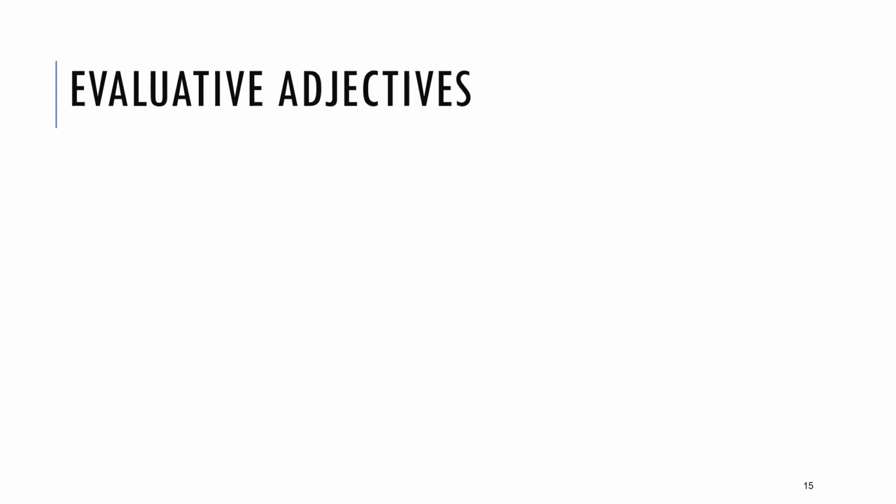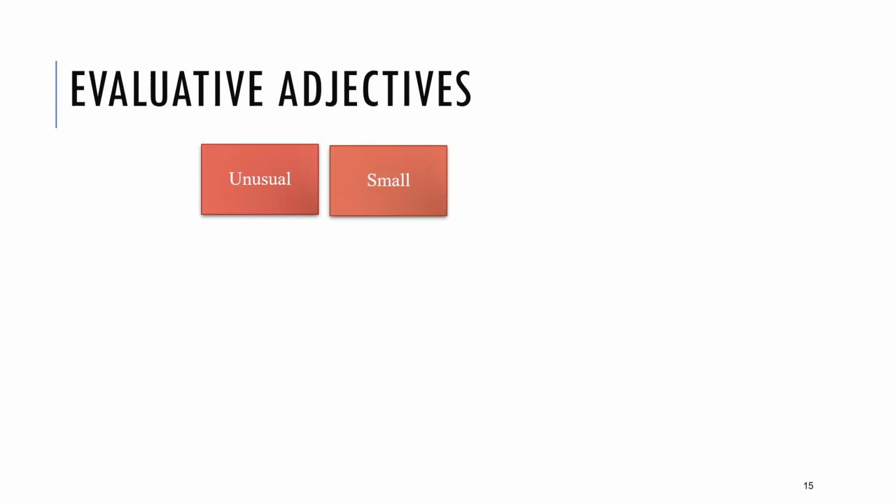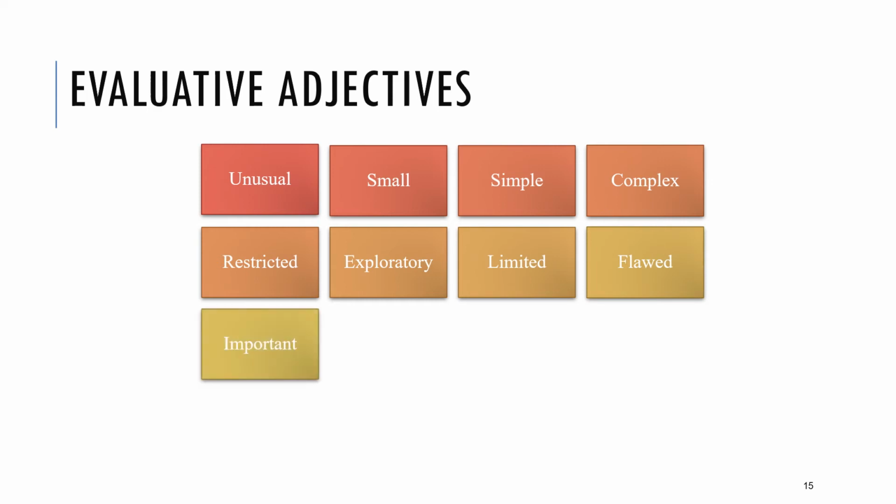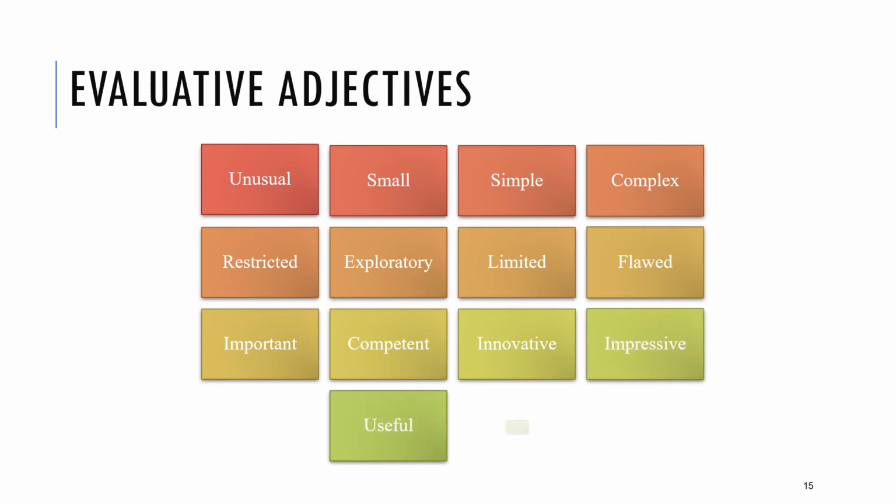Okay, so here are some adjectives we can use: unusual, small, simple, complex, restricted, exploratory, and then we have limited, flawed, important, competent, innovative, impressive, useful, and careful. These are just sample words that you can use to describe the work that you are criticizing.